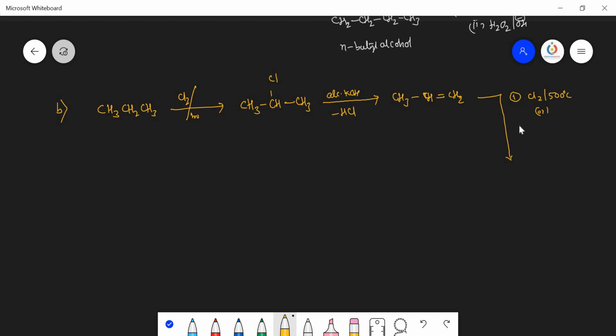Or else, you can go with N-bromosuccinimide, NBS. So when you take N-bromosuccinimide, the solvent is important. That may be alcohol.